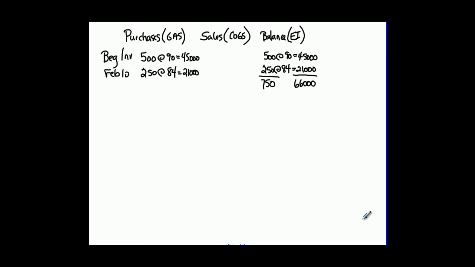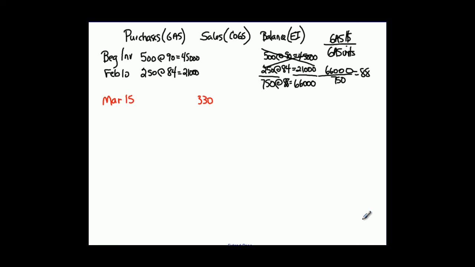Now we're going to calculate a per unit cost where we take the goods available for sale in dollars and divide by the goods available for sale in units. So we take the $66,000 and divide by the 750, and we're going to get $88 a unit. So the new cost is not the 90 and the 84. All of those units kind of disappear. We mix them all up, and we now have 750 units at $88 a piece to give us the total cost of $66,000.